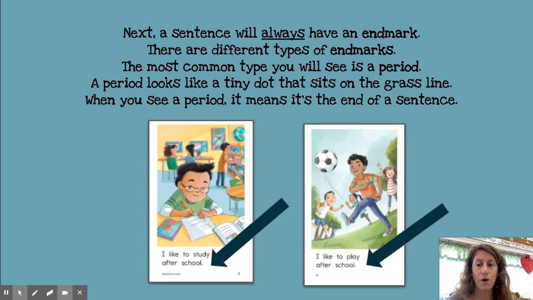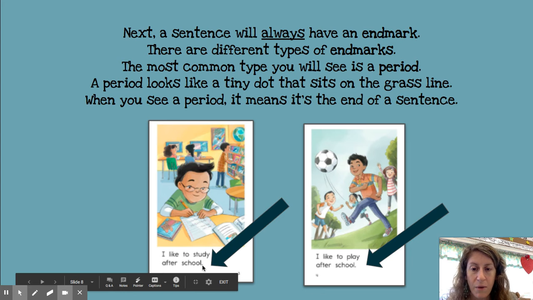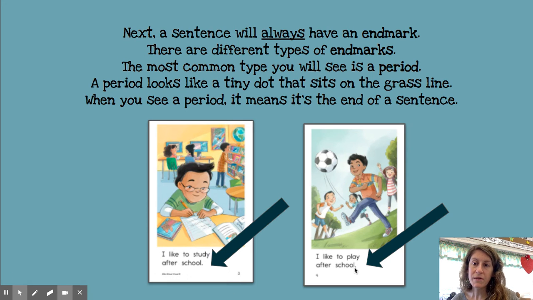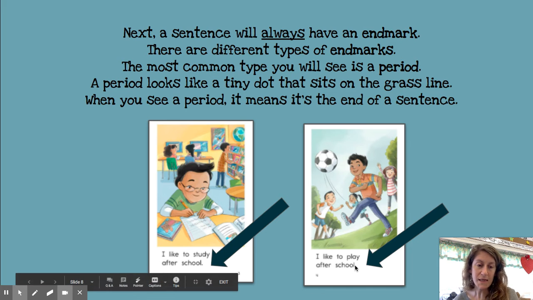Next, a sentence will always have an end mark. And there are different types of end marks. The one that you are probably most familiar with is this end mark that looks like a little dot that sits right on the grass line. And that is called a period. That's the most common type of end mark. And it means that the sentence has stopped. The sentence is over.